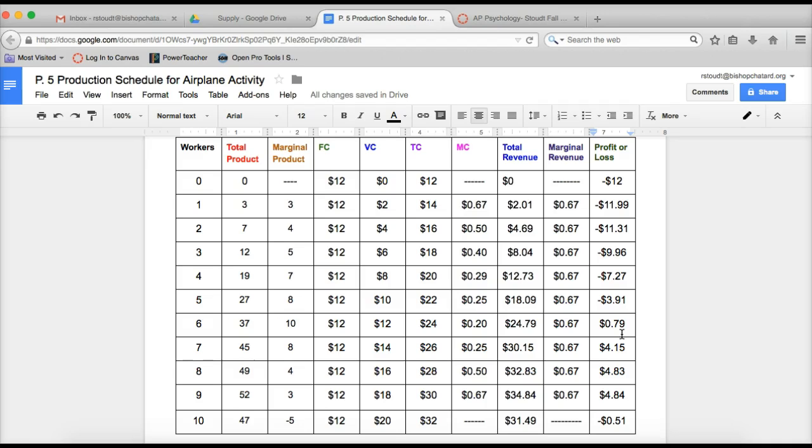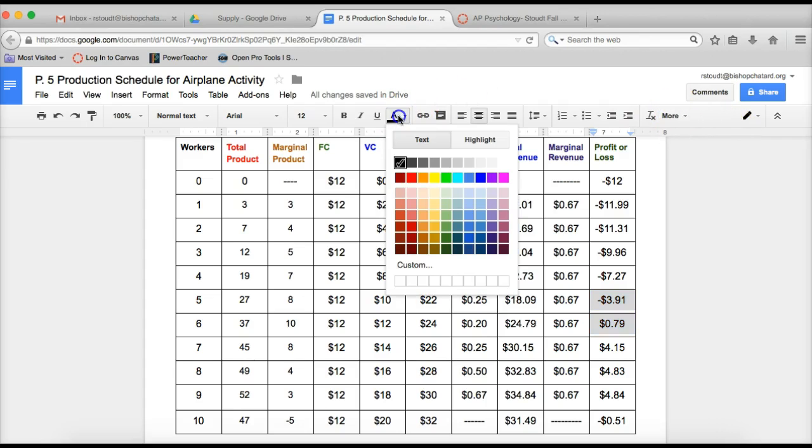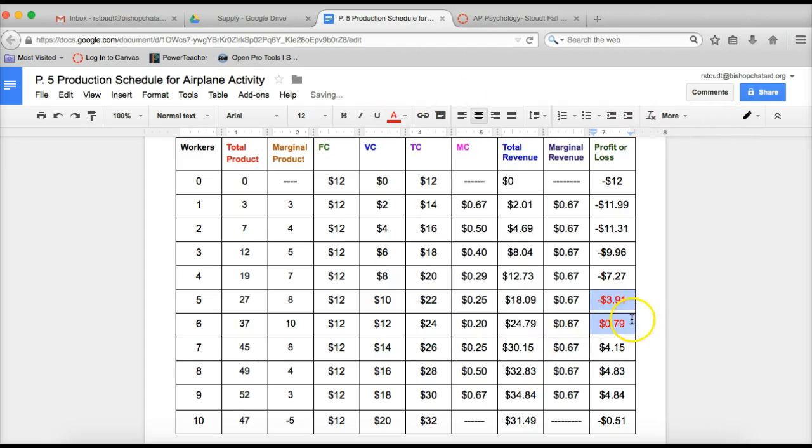No. Now we have to look at where we're going from a loss to a profit. So if you'll notice between 5 and 6 workers, okay, we go from a loss to a profit. And I'm going to actually make this red. So we go from a loss to a profit between 5 workers and 6 workers. So somewhere in between 5 and 6 workers, we actually have the break-even point where we are exactly at 0.